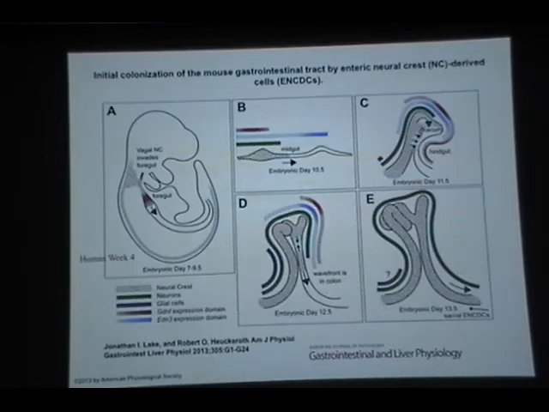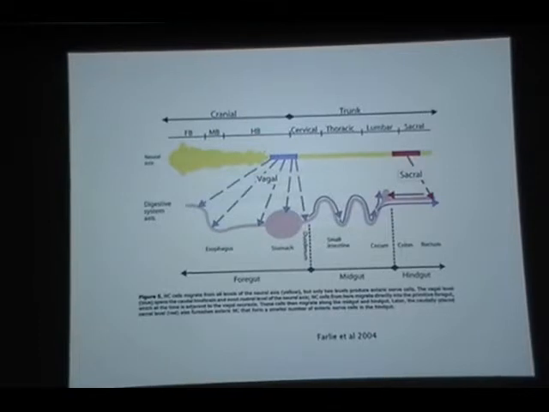The vagus nerve is a little bit different from what you see in other cranial nerves. These vagal neural crest cells will migrate out and jump onto the gut tube and then start migrating down the gut tube. Good question.